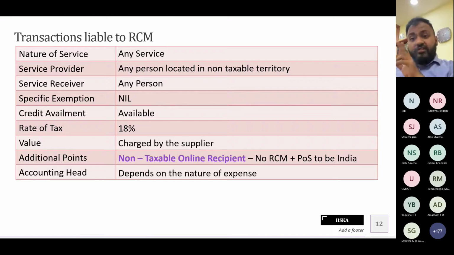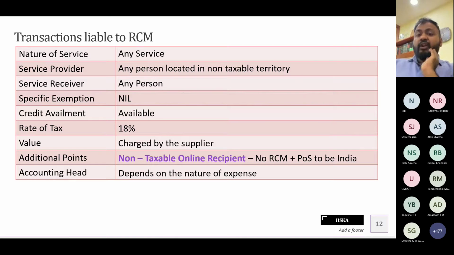Now, who does not have to pay tax? If the place of supply is outside India. Example: you are a company in India, your employee went outside India and stayed in a hotel in USA. There the place of supply is the place where the immovable property is located. So the place of supply was outside India, and you are not required to pay tax under reverse charge mechanism.